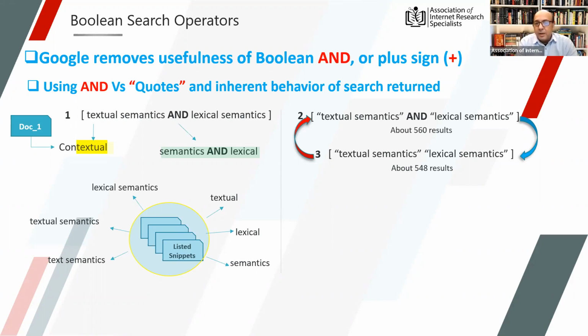So here, number 3 is preferable because it's not going to use AND, and it is effectively something that the Google search is proposing that we should be doing, and not using AND as much as we'd like to.